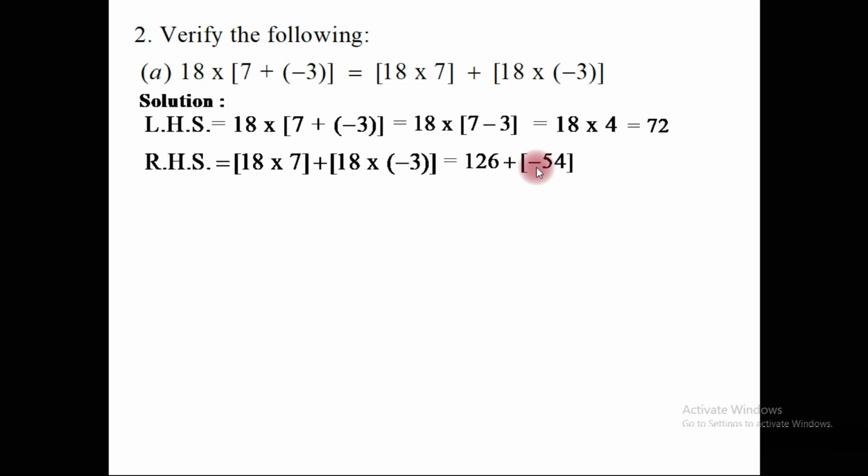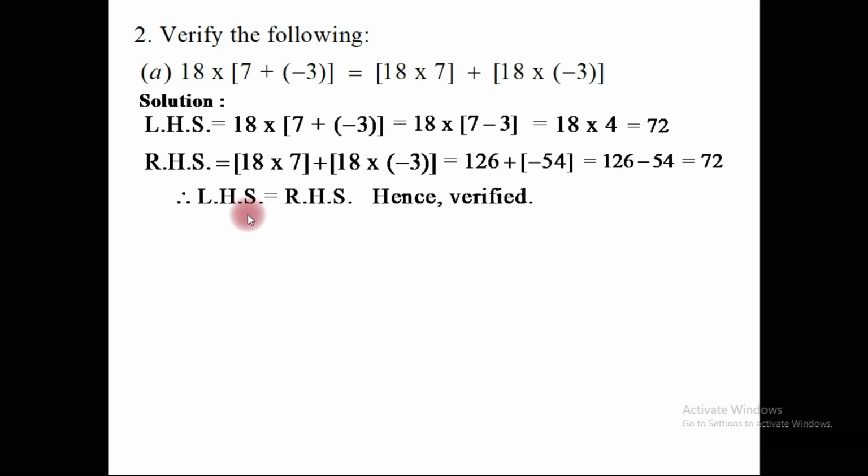minus inside bracket and plus outside bracket will be multiplied. Minus and plus multiply is minus. So subtracting 54 from 126, we get 72. Now the value of the right hand side is 72. Therefore the value of the left hand side, 72, and the value of the right hand side, 72, are equal.